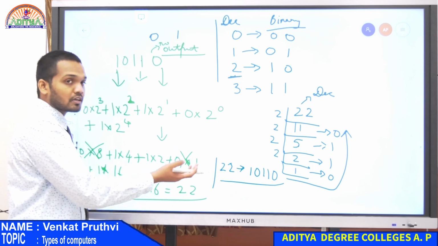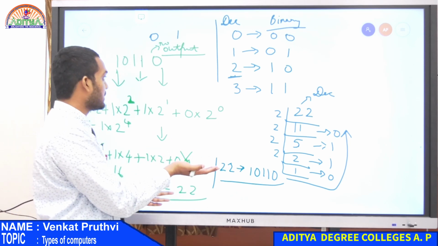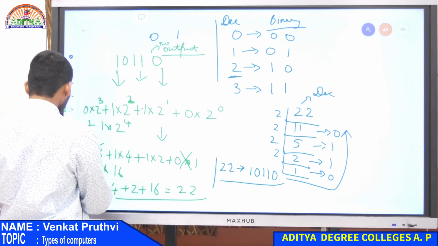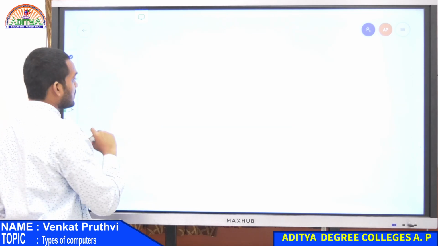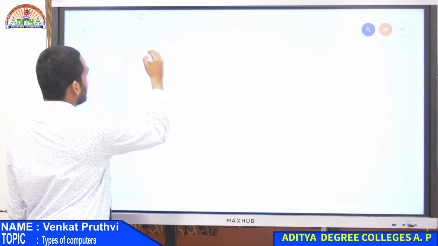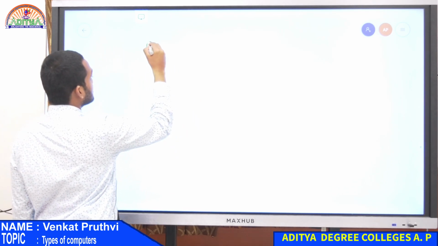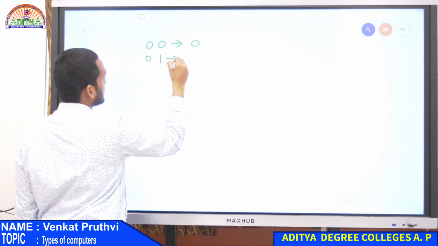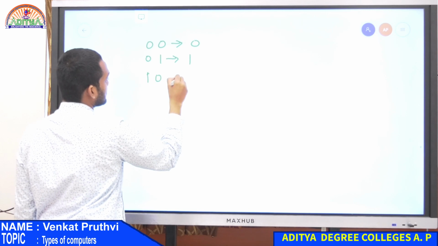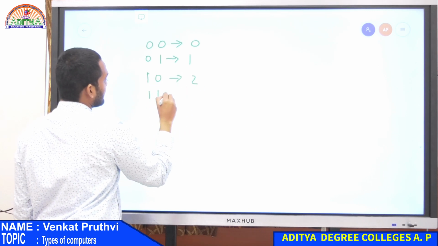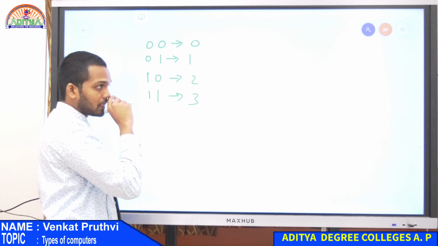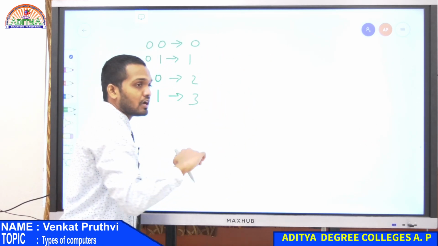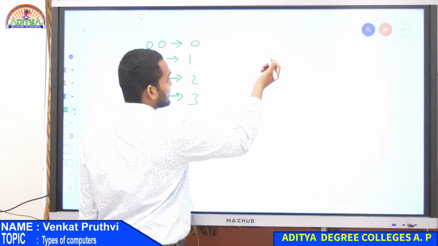This is how we convert binary into decimal and decimal into binary. Any number you consider, it will be the same. Next, the same way we have written that table. What was the table? 0 0 is 0, 0 0 will be 0, 0 1 will be 1, 1 0 will be 2, 1 1 will be 3. The same way, you can try it at home to find out the other binary values for the decimal numbers that you want.